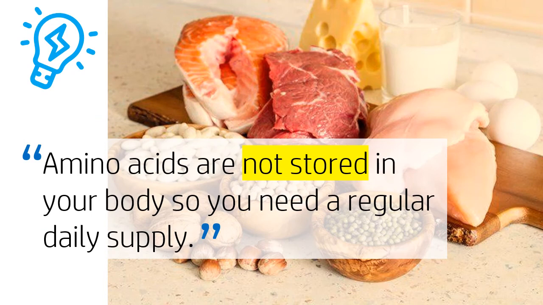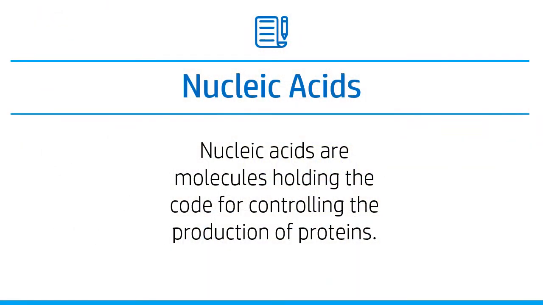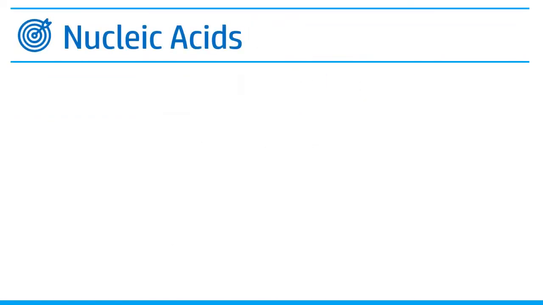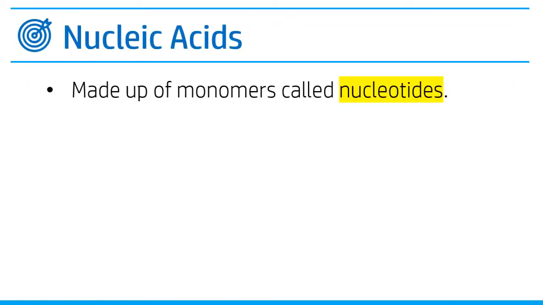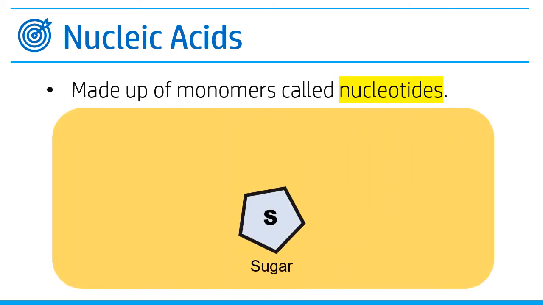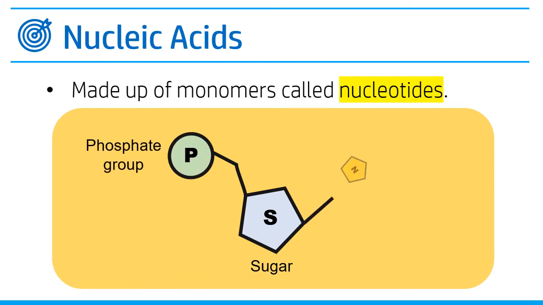It is important to note that amino acids are not stored in your body, so you need a regular daily supply. The fourth essential biomolecule are the nucleic acids. Nucleic acids are molecules holding the code for controlling the production of proteins. Nucleic acids are made up of monomers called nucleotides. Nucleotides are made up of 3 parts: a 5-carbon sugar called pentose, a phosphate group, and a ring-shaped base containing nitrogen.